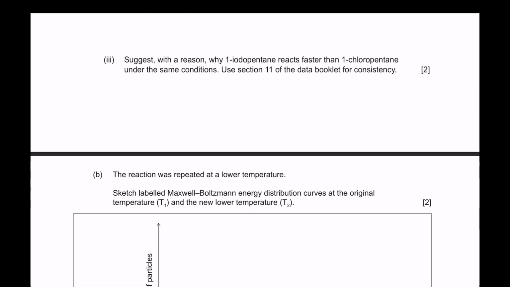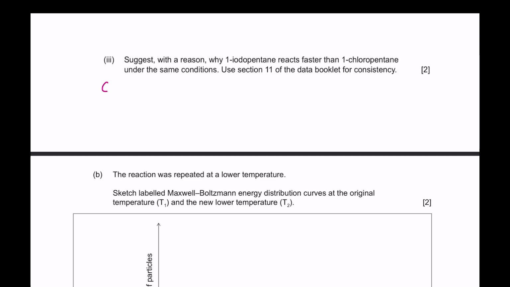Now we have to suggest a reason why 1-iodopentane reacts faster than 1-chloropentane under the same conditions. It also asks you to use section 11 for consistency, but it's really not required here. So the iodine atom is a lot bigger as compared to the chlorine atom. Because of this bigger size of iodine, the C-I bond enthalpy is much lower as compared to C-Cl. This lesser bond enthalpy gives us an idea that this bond will be broken more easily, and hence this reaction can proceed faster as compared to 1-chloropentane.